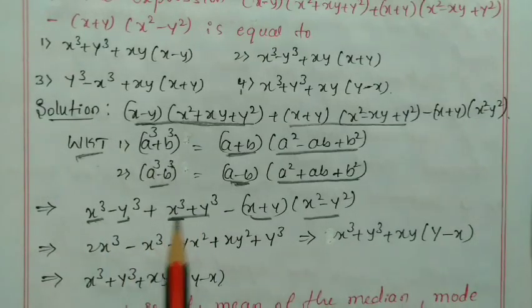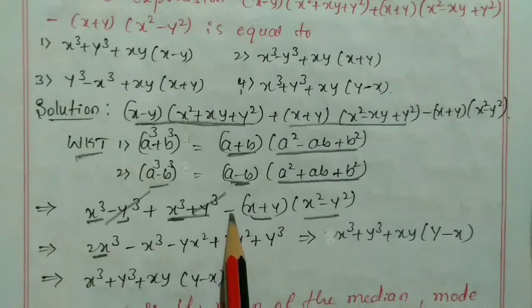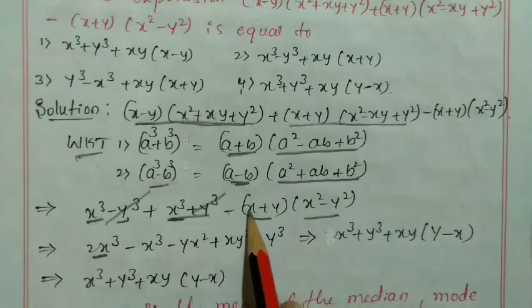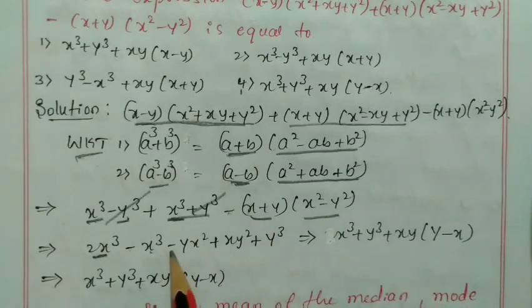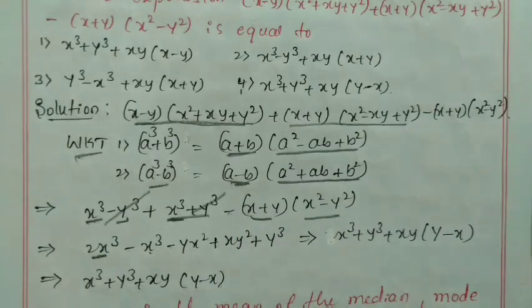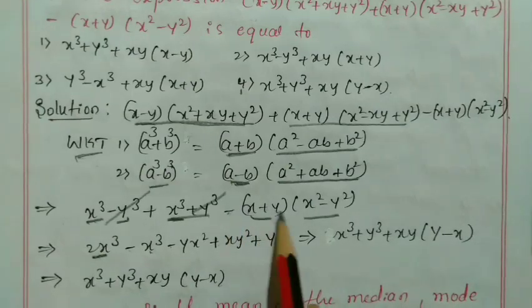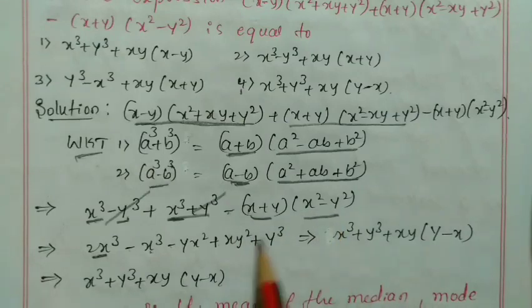Plus x cube becomes 2x cube, and minus y cube plus y cube get cancelled. Then minus you can write as it is: x into x square is x cube. Minus into plus is minus, y into x square is yx square. Minus into minus is plus, x into y square is xy square. Then plus into minus is minus, minus y into minus y square, minus into minus is plus, y into y square is y cube.